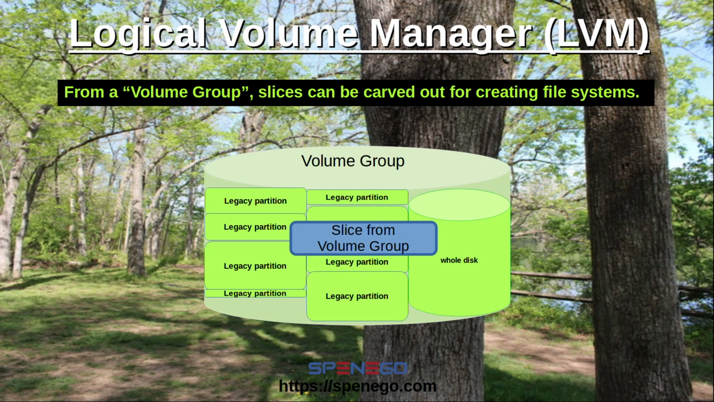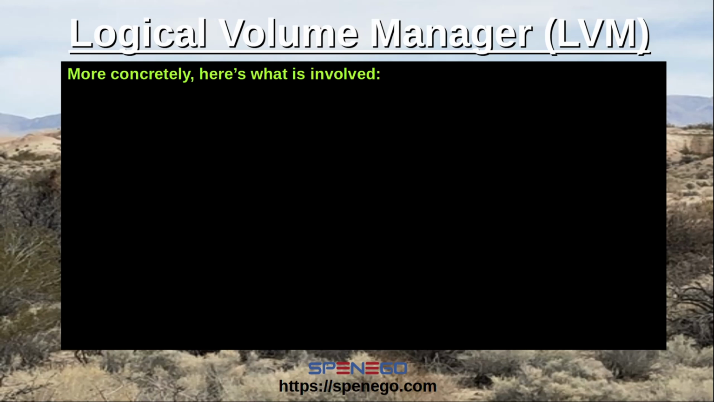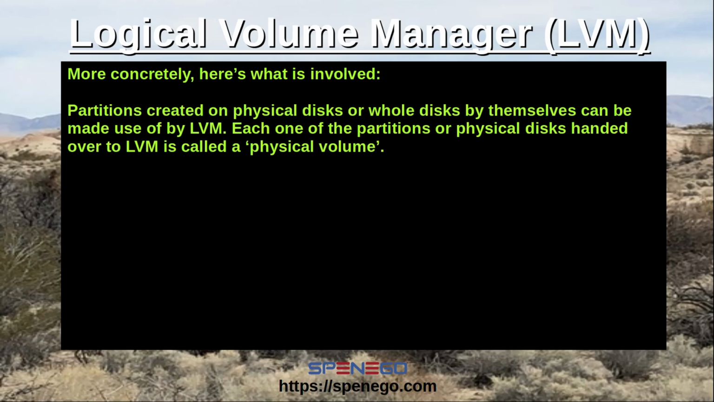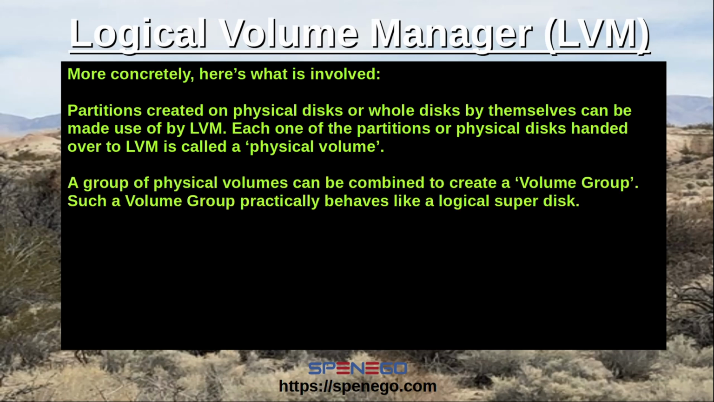More concretely, here's what is involved. Partitions created on a physical disk, or whole disks by themselves, can be made use of by LVM. Each one of the partitions or physical disks handed over to LVM is called a physical volume. A group of physical volumes can be combined to create a volume group.